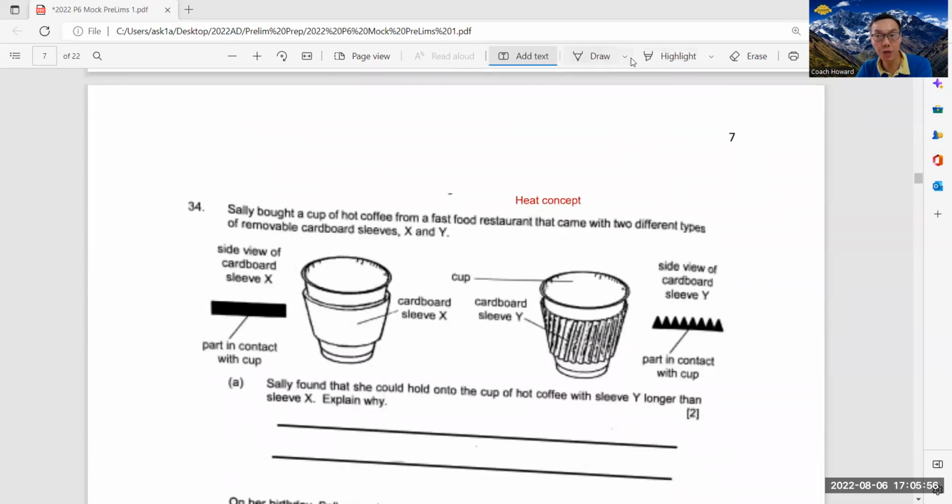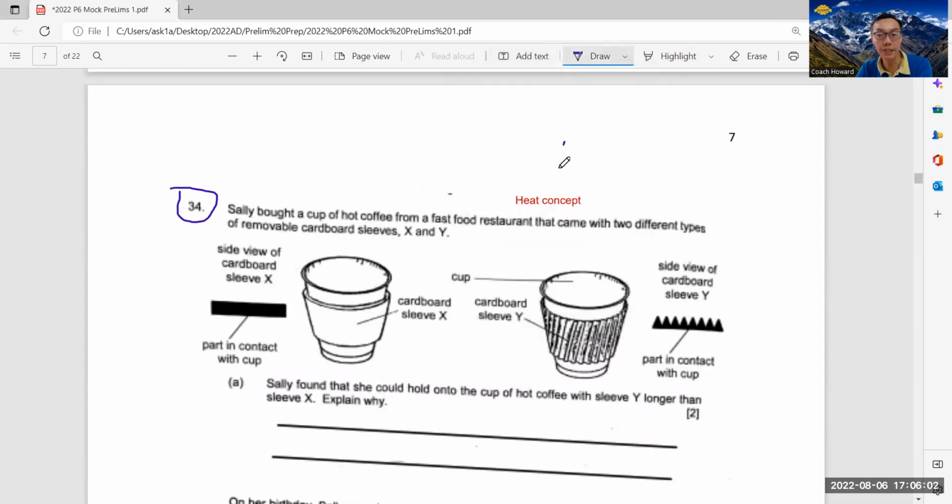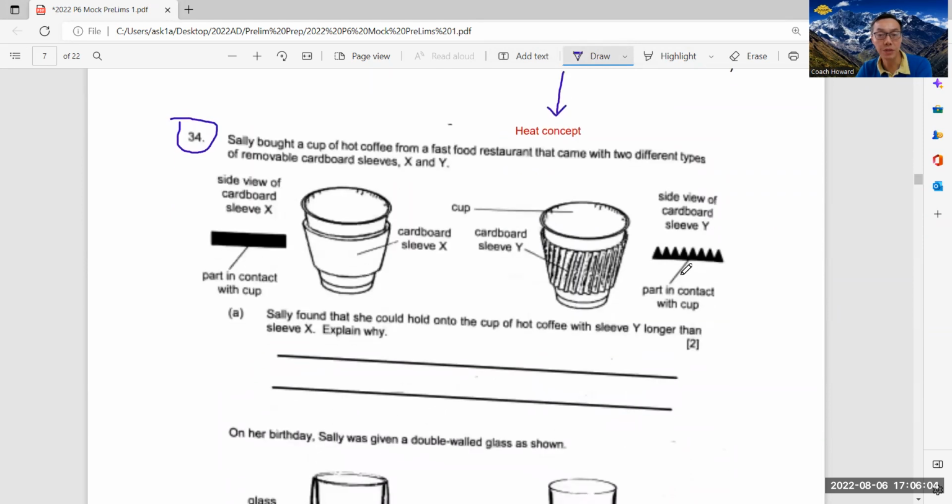Okay, this question is also commonly tested in PSLE. So you take note, this question is also under the heat concept. On the left, you can see this sleeve is flat. On the right, they have these jagged edges. So Sally bought a cup of hot coffee from a fast food restaurant that came in two different types of removable cardboard sleeves, X and Y. Sally found that she could hold a cup of hot coffee with sleeve Y, which is this one, longer than X. Explain why. This one you must understand the logic behind.